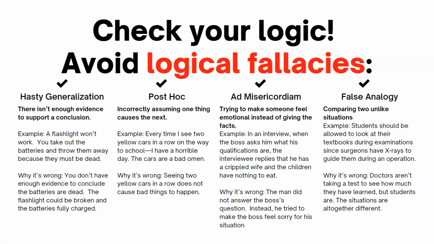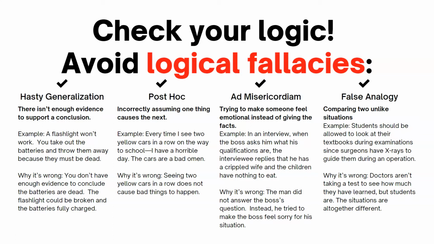Now go back through your outline and check your logic. You want to avoid logical fallacies, which are errors in reasoning, because these will weaken your argument. I will briefly explain each of these, but you could definitely investigate more into these. So the first is hasty generalization, which is when there isn't enough evidence to support your conclusion.